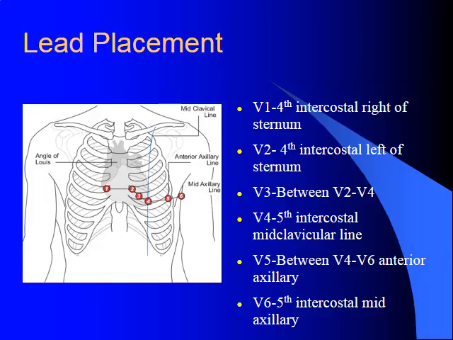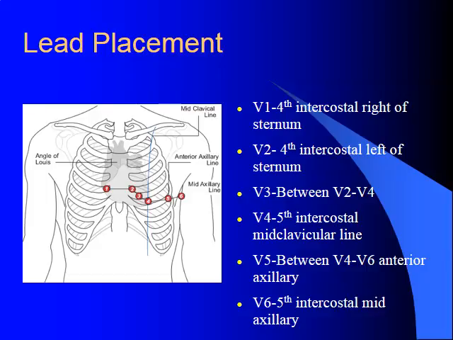V4 sits at the fifth intercostal space, mid-clavicular line. You're going to split the difference with V3, placing it directly between V2 and V4. V5 is located between V4 and V6, and V6 is located on the fifth intercostal space, mid-axillary line.